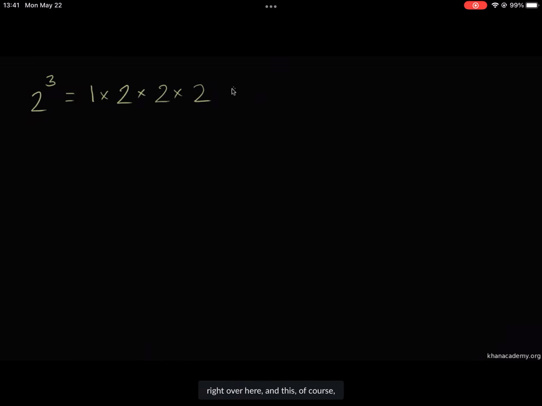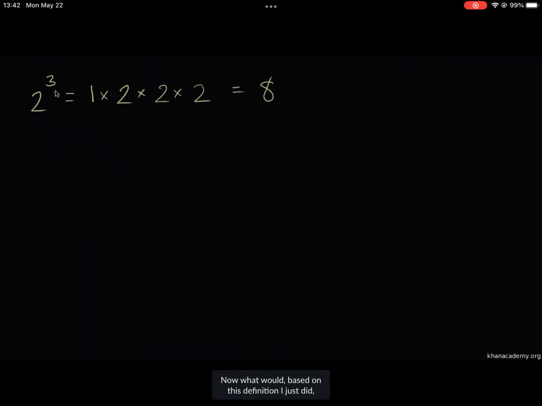If we think about something like 2 to the third power, we could view this as taking three 2s and multiplying them together, so 2 times 2 times 2. Or equivalently, we could say this is the same thing as taking a 1 and then multiplying it by 2 three times. So let's just go with this definition right over here. And this, of course, is going to be equal to 8.